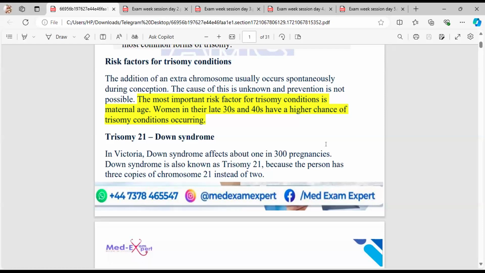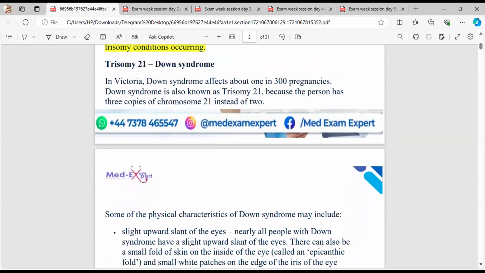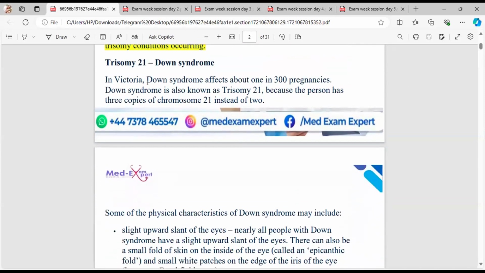Trisomy 21, Down syndrome. So now let's discuss what Down syndrome is. I always try to give the explanation from Australian guidelines, from RACGP. Some topics do not have a specific guideline, because different states have different explanations. So in some areas you will find Victoria, in some areas South Australia, and mostly with the gynae topics we go with the South Australia guidelines.